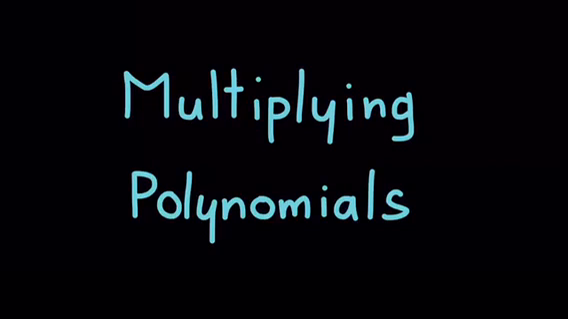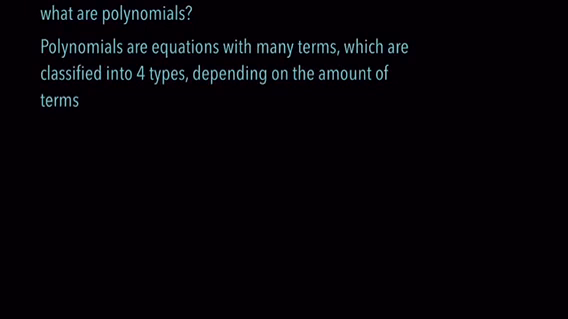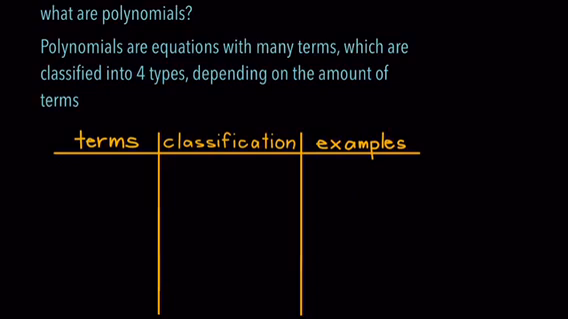Good day everyone! We are Group 1 and today we'll be teaching you how to multiply polynomials using the distributive property and the FOIL method. Polynomials are equations with many terms, which are classified into 4 types depending on the amount of terms.